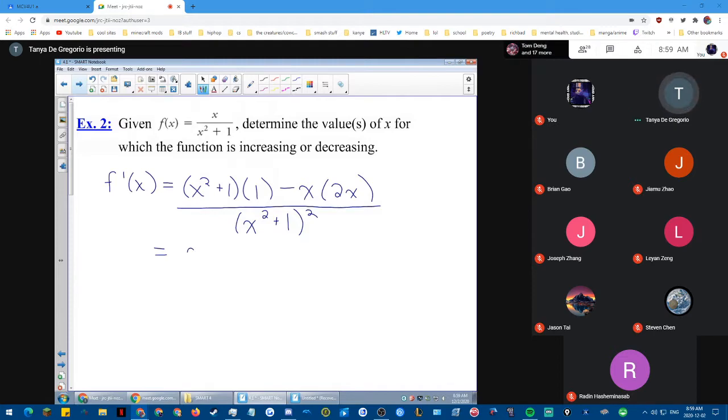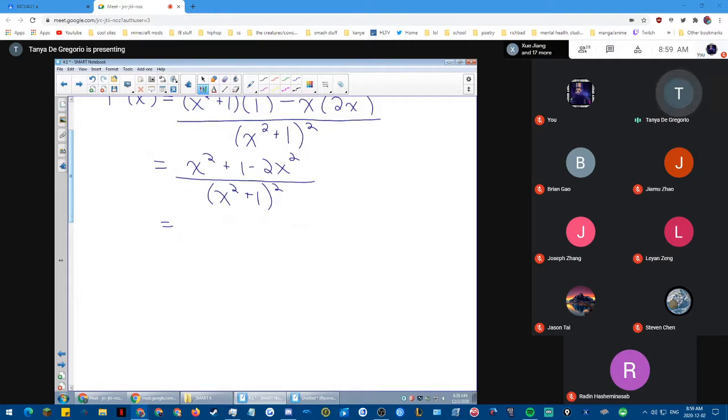So I have x squared plus 1 minus 2x squared. You'll notice we have some like terms there. And so I'm left with 1 minus x squared all over x squared plus 1 all squared. What can I do to that numerator? Can it be factored?